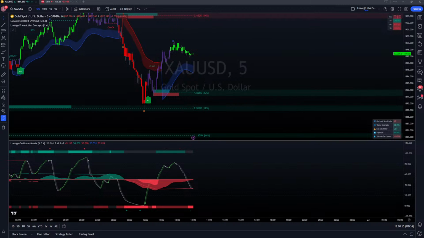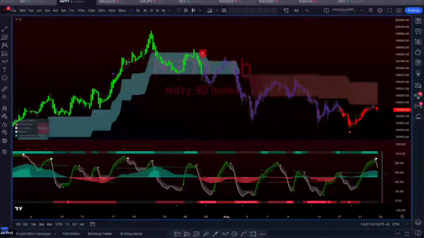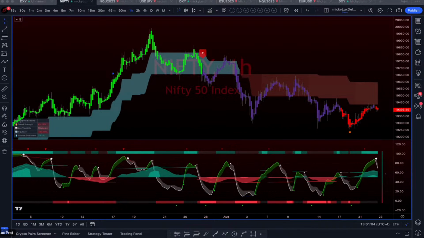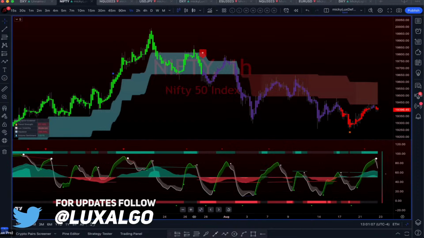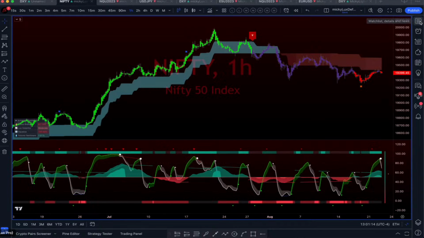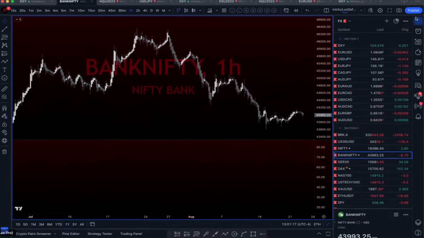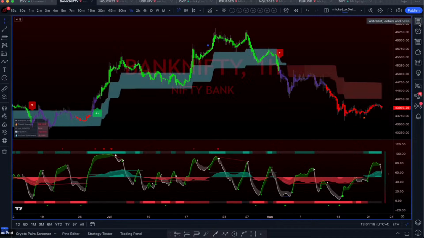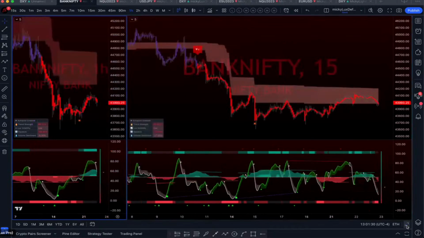All right, let's see what we got. Hopefully this will help out a little bit. There you go. We're going to take a little bird's eye view. Real quickly, Nifty. Here's your Nifty 1 hour. Let me flip it to the Bank Nifty. There's your Bank Nifty. You have a bullish Neo cloud, and you have a bearish one for yesterday. We go down to a lower time frame, 15-minute.